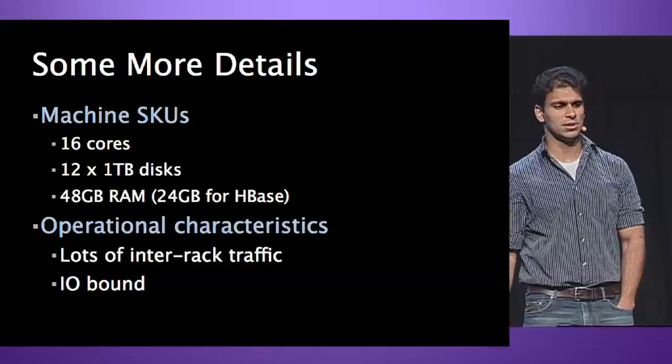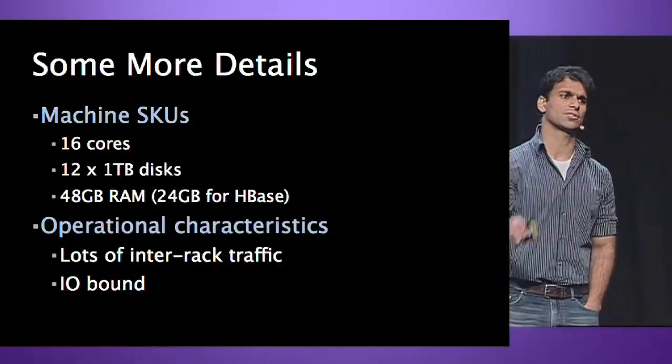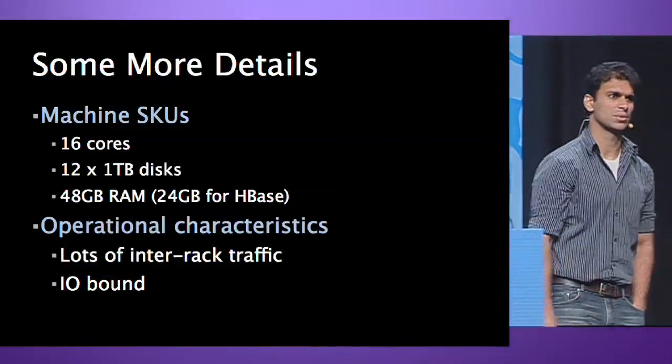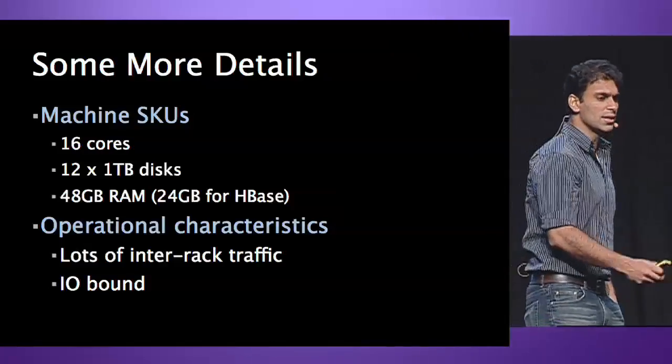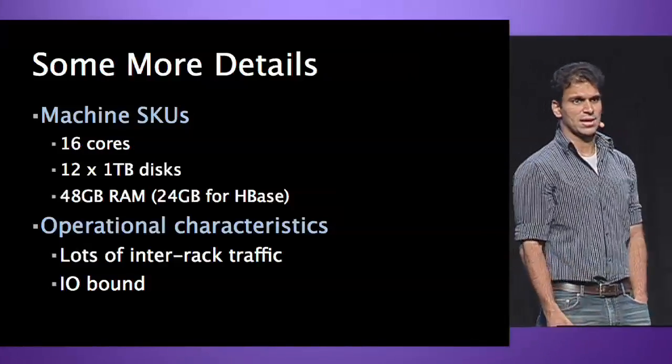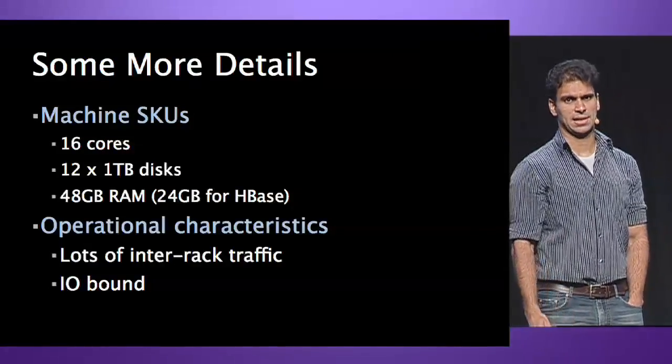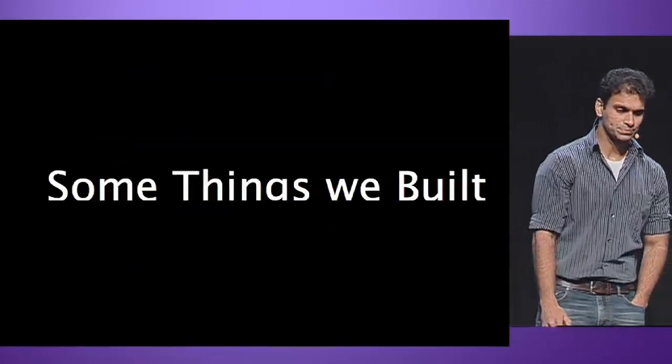And operationally, we noticed that we have a lot of top-of-the-rack traffic. That's just because we set our replication factor to 3, and we want to have cross-rack replicas. And the workload is I/O bound.